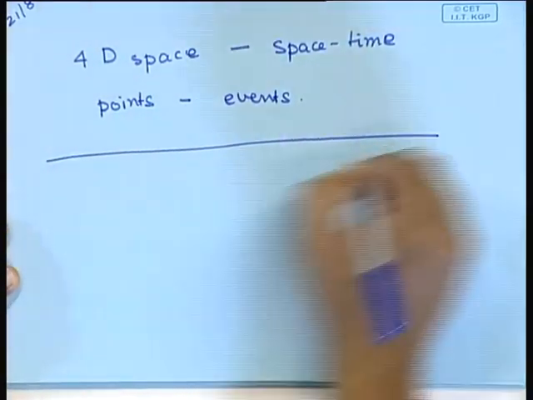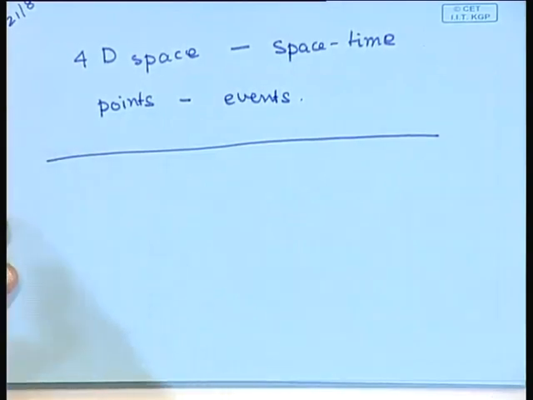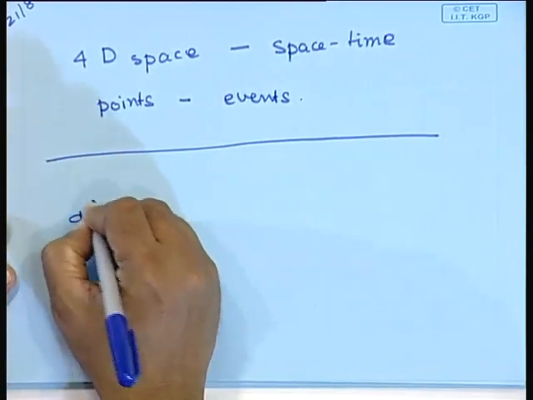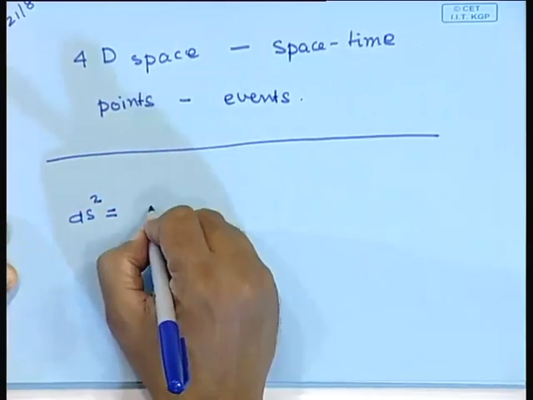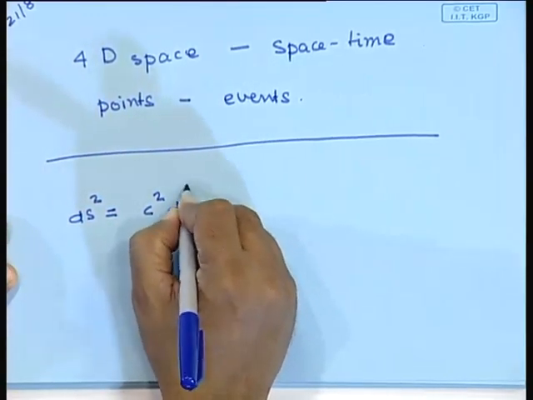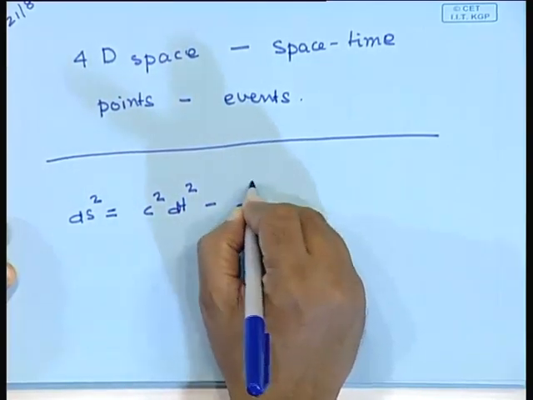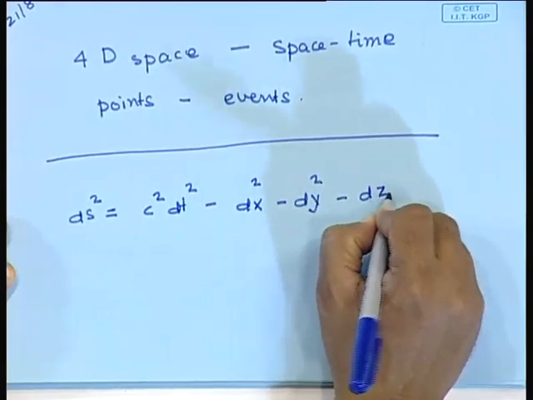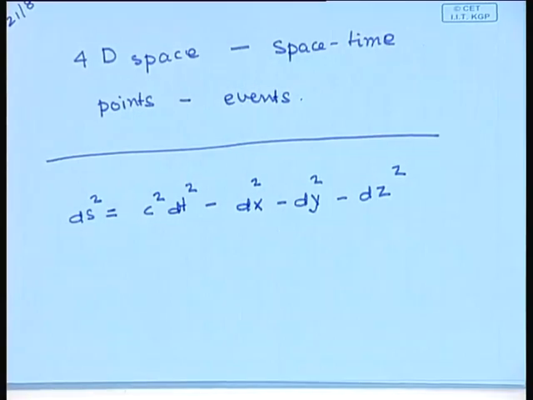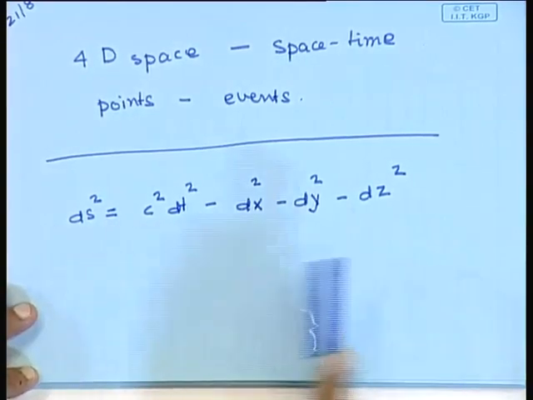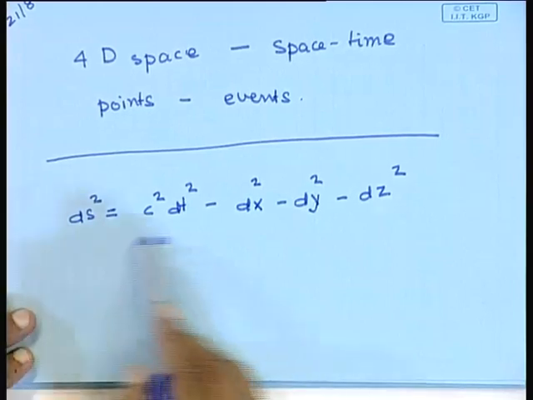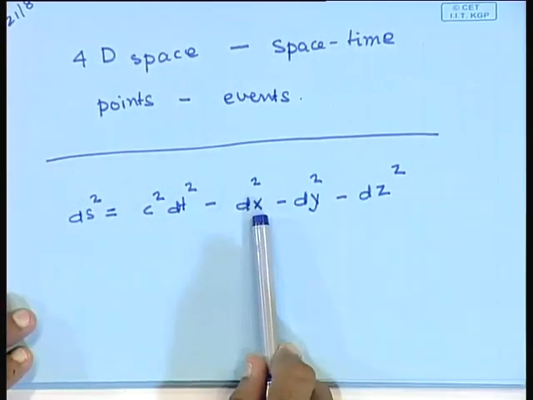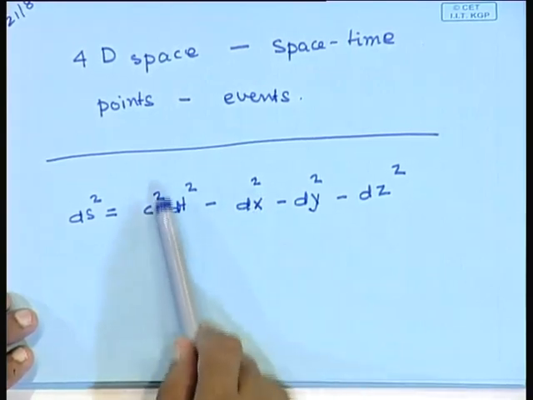Now, we had introduced a line element on this 4-dimensional space time, ds square, which was c square dt square minus the spatial terms. This was the line element in the absence of gravity. In a flat space time, this is the line element. The last 3 terms tell you the spatial distance, and this tells you the time separation.